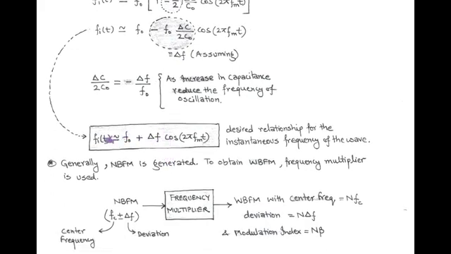So by using this method, narrowband FM is generally produced. And in order to obtain wideband FM, a frequency multiplier can be used.